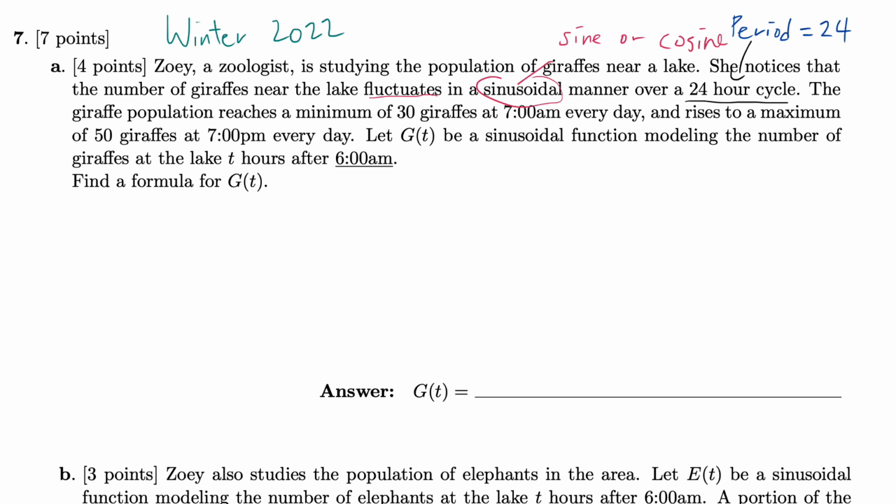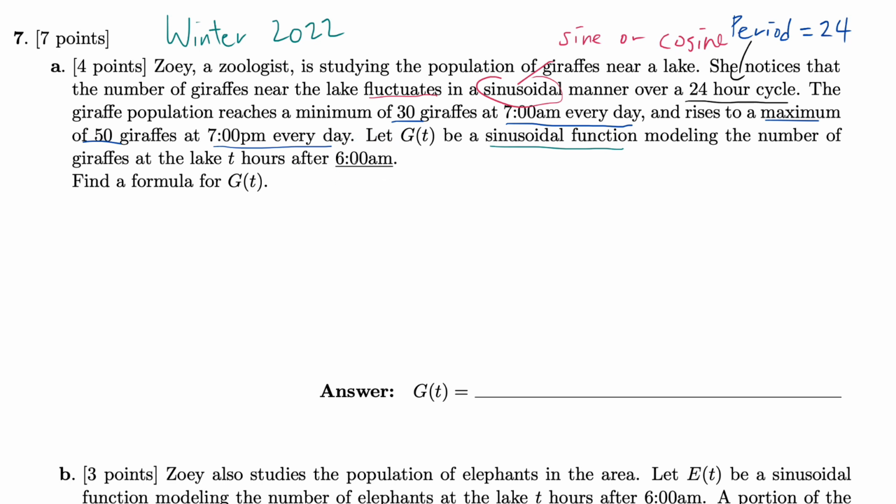And the giraffe population is reaching a minimum of 30 at 7 a.m. every day. And it's rising to a maximum of 50 at 7 p.m. every day. Okay? So we want to let g of t be a sinusoidal function, modeling the number of giraffes at the lake t hours after 6 a.m.